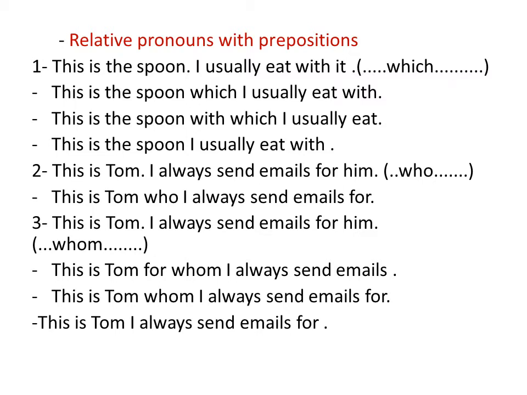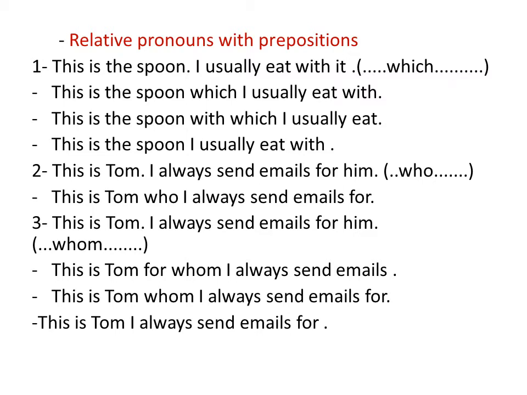But here in this example, my dear students, we can't put for before who, because it is an informal sentence. Please take care of this. You can't say, this is Tom for who I always send emails. It's a wrong sentence, or it's an informal sentence. The only way to answer this example is, this is Tom, as it is written, who I always send emails for.